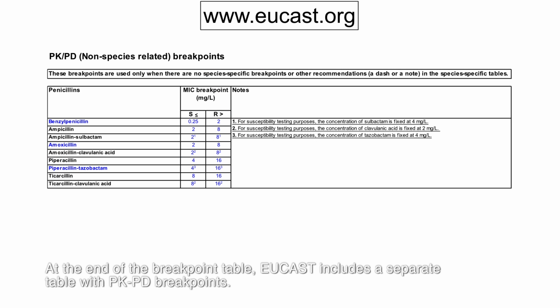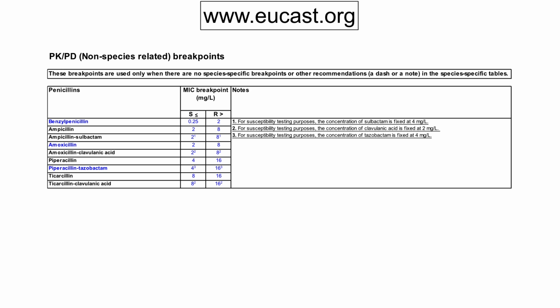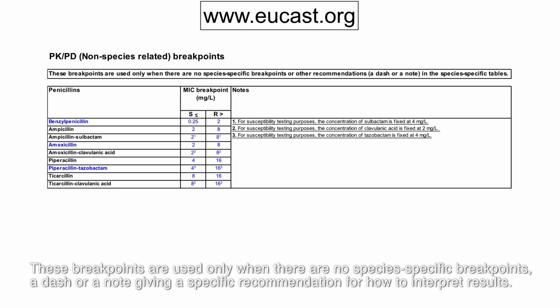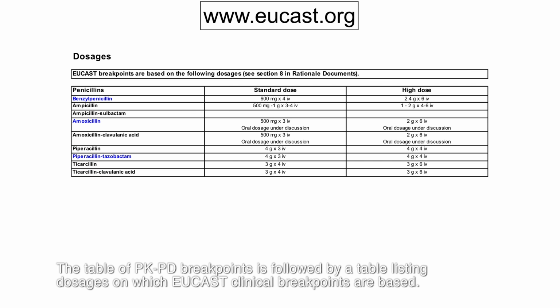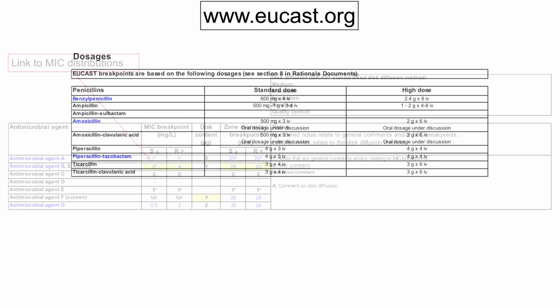At the end of the breakpoint table, UCAST includes a separate table with PK/PD breakpoints. These breakpoints are used only when there are no specific breakpoints for the species in question, a dash, or a note giving a specific recommendation for how to interpret results. The table of PK/PD breakpoints is followed by a table listing dosages on which UCAST clinical breakpoints are based.